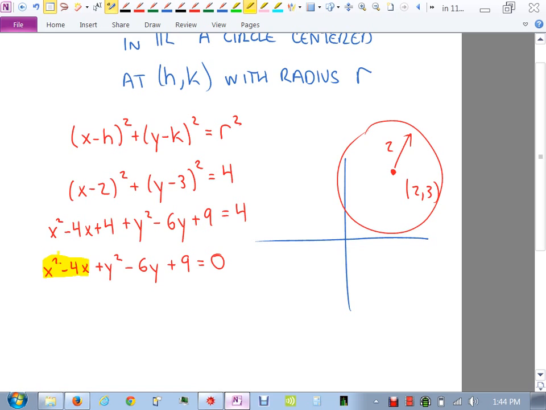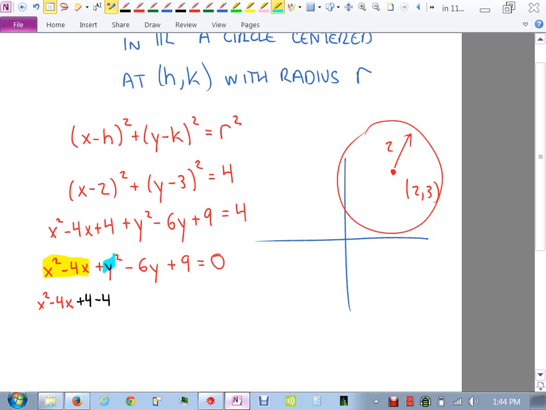So to complete the square, you take the number in front of x, which is negative 4, right? Take half of it, which is negative 2. Square it, which is 4. You add and subtract 4. So you would basically have this. You'd have x squared minus 4x, and then next to that, you would add 4, subtract 4.